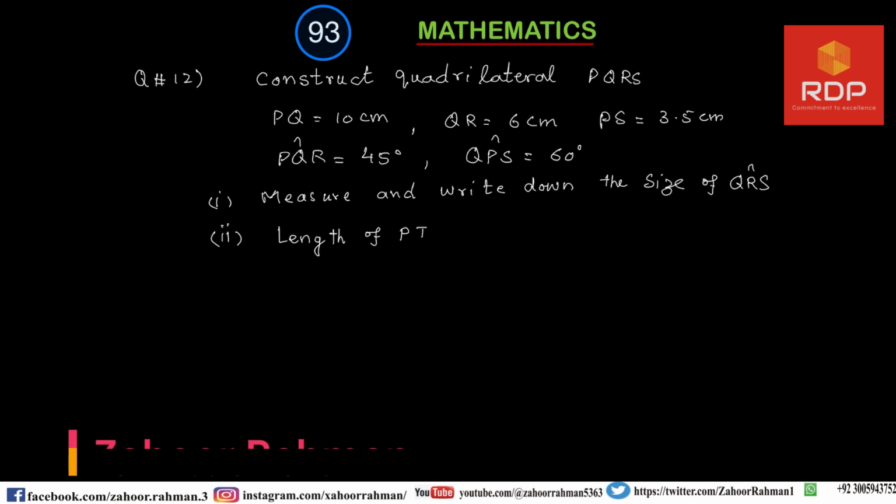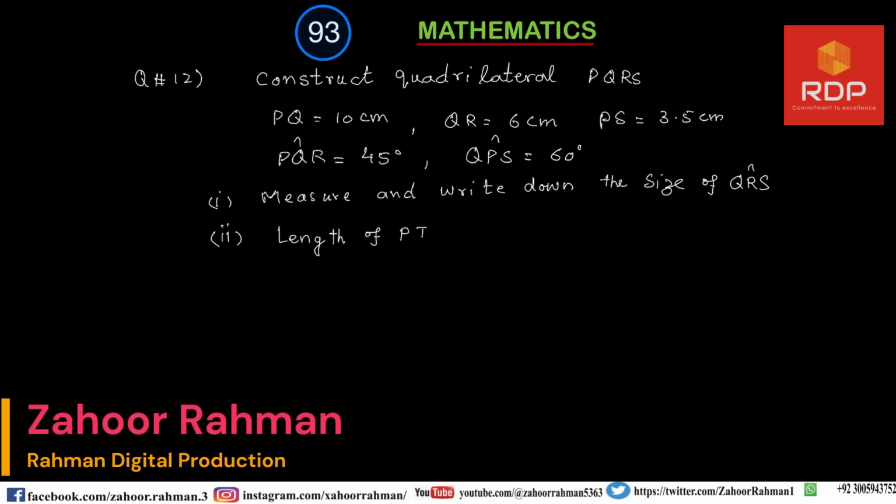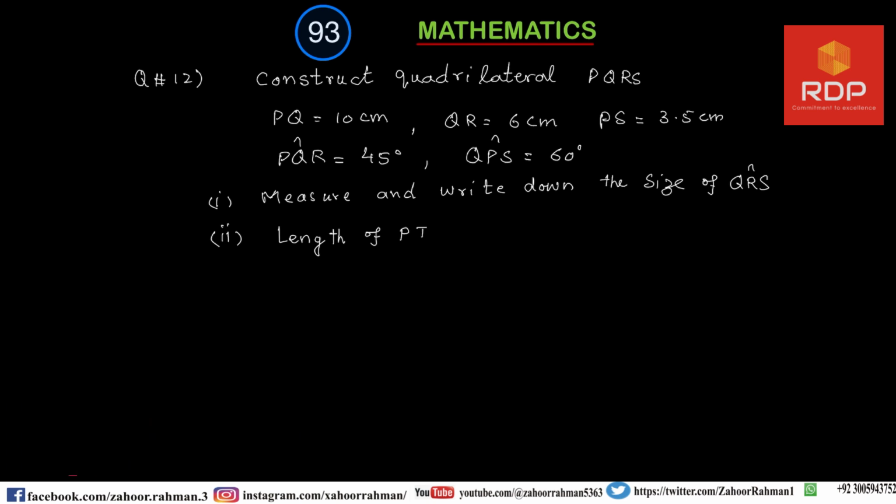There are two questions we have to solve based on the quadrilateral. First is saying measure and write down the size of QRS, and the second one is saying length of PT. So let's directly jump into the software and solve these parts.